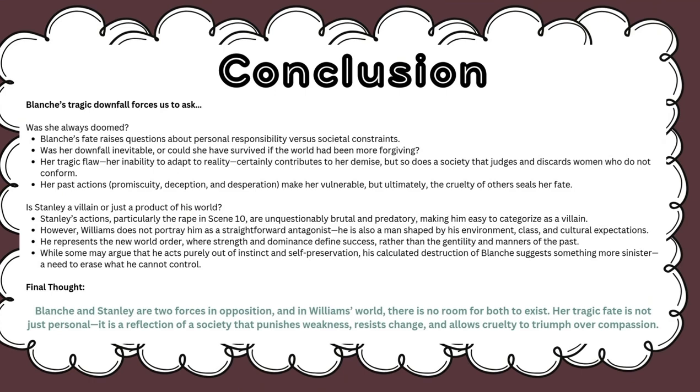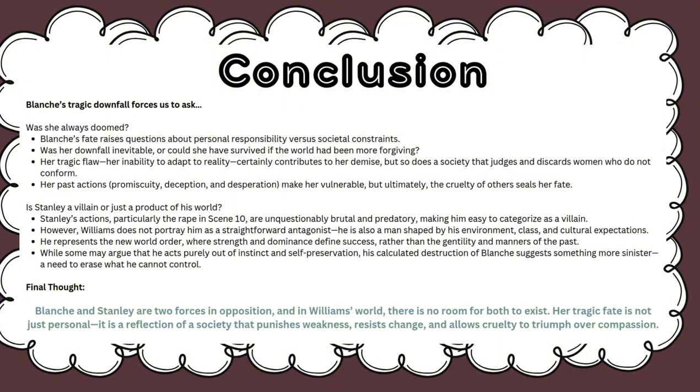Another question: is Stanley a villain or just a product of his world? Well, his actions, particularly the sexual assault in scene 10, are unquestionably brutal and predatory, making him easy to categorize as a villain. However, Williams does not portray him as a straightforward antagonist. He is also a man shaped by his environment, class, and cultural expectations. He represents the New World Order, where strength and dominance define success rather than the gentility and manners of the past. While some may argue that he acts purely out of instinct and self-preservation, his calculated destruction of Blanche suggests something more sinister, a need to erase what he cannot control.